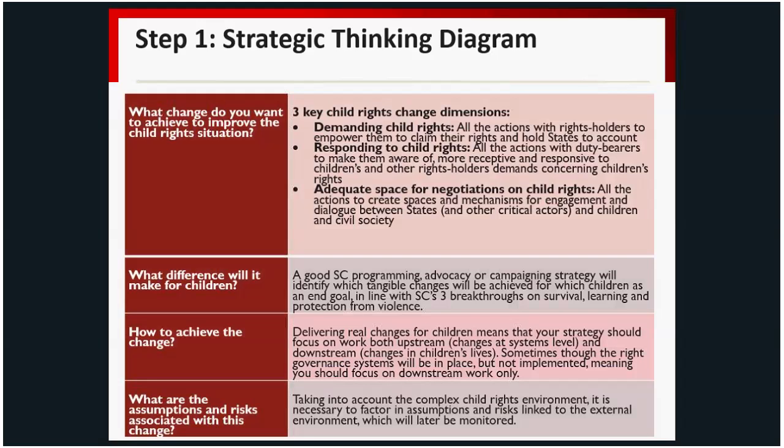So it takes into account a complex child rights environment. It is necessary to factor in assumptions and risks related to the external environment, which will later be monitored. What often happens is we often fail to document what happens if our assumption goes wrong. So what if we had planned for things but it didn't go the way they were supposed to? Would we need an alternative approach for that? Would we need to change our strategy? Would we need to change our programming modality? Or do we keep on doing the things as we're doing?